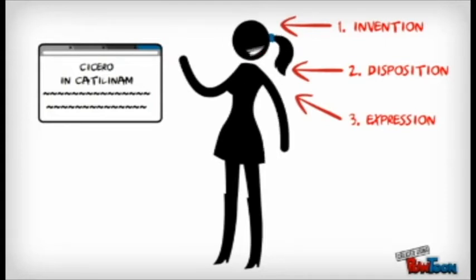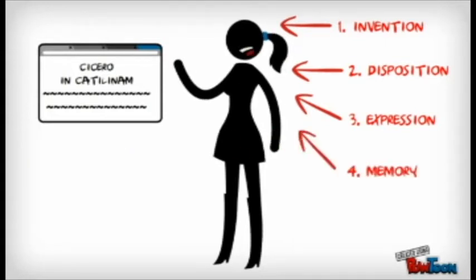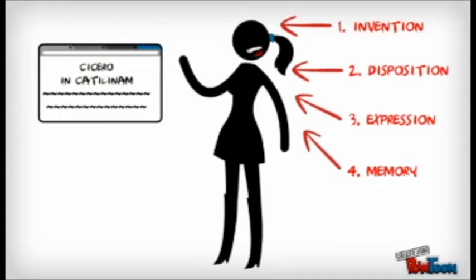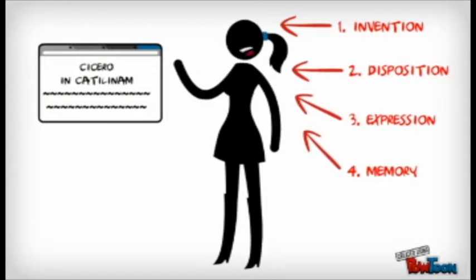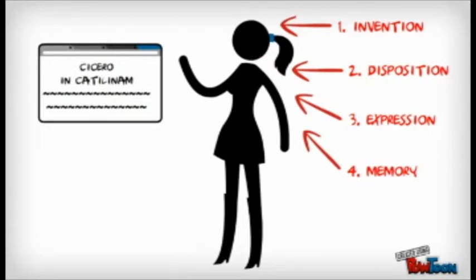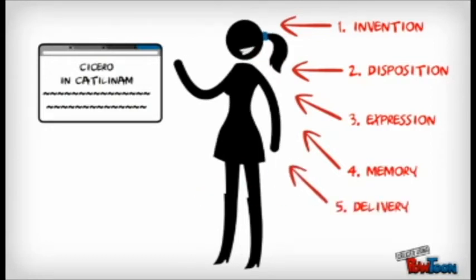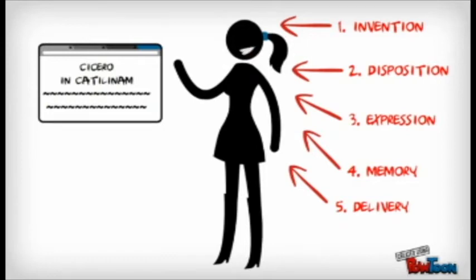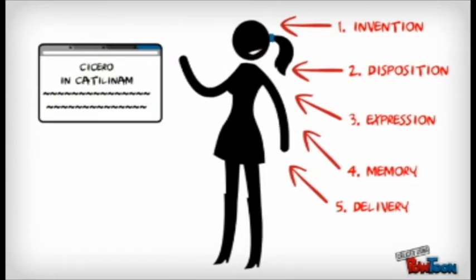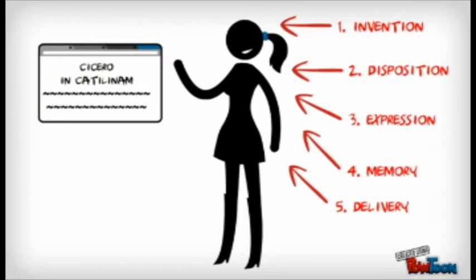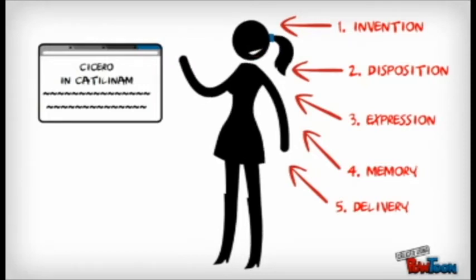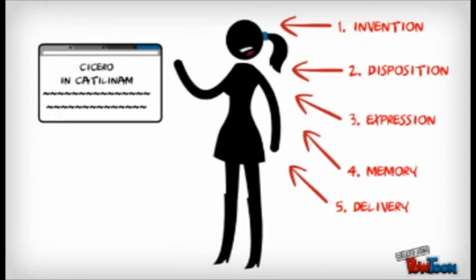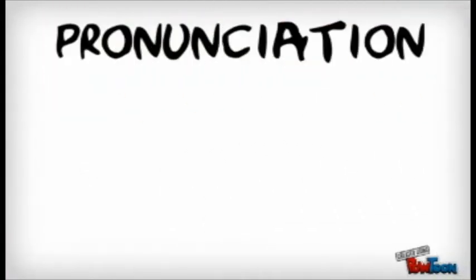The fourth, however, is not so easy: memory, which is the firm grasp of content, words, and arrangement. Similarly, you'll have to perfect the fifth on your own: delivery, which requires the perfect control of voice, features, gestures, and bodily movements to reinforce each part of the speech. When it comes to delivery, which is the primary thing for which you'll be judged, there are 2 very important components. The first is pronunciation.